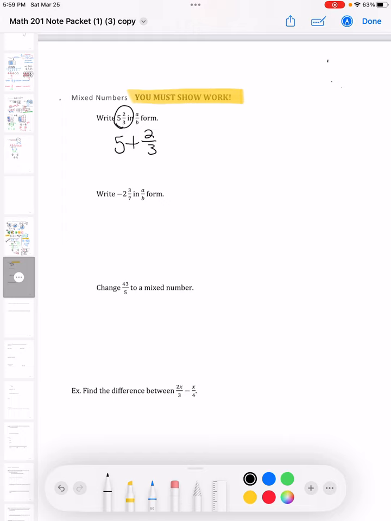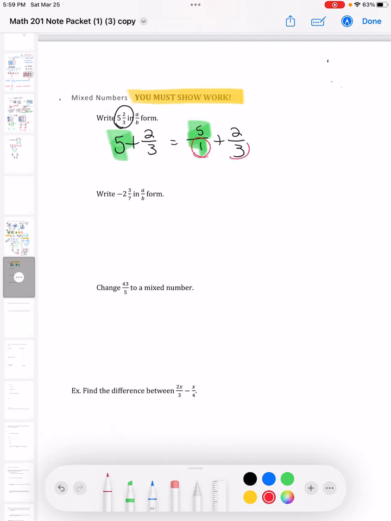You could think about it like a recipe. If you're cooking something, you would have to scoop out maybe 5 cups and then 2/3 more. So 5 whole things and then a partial one. Well, 5 is the same thing as 5 over 1.